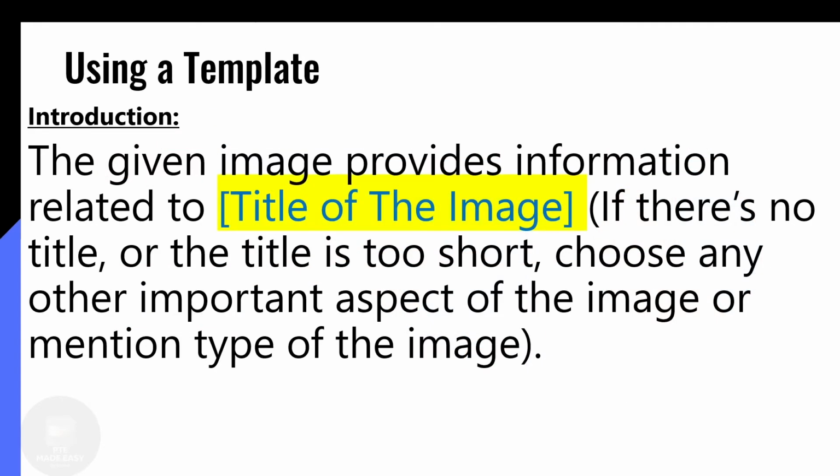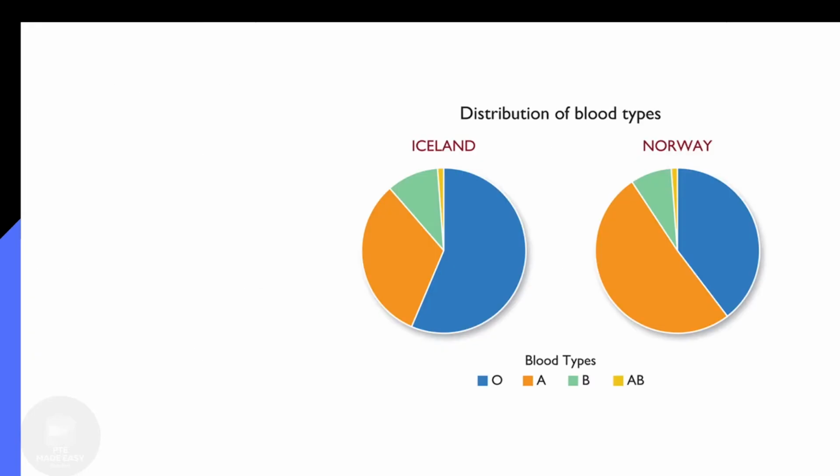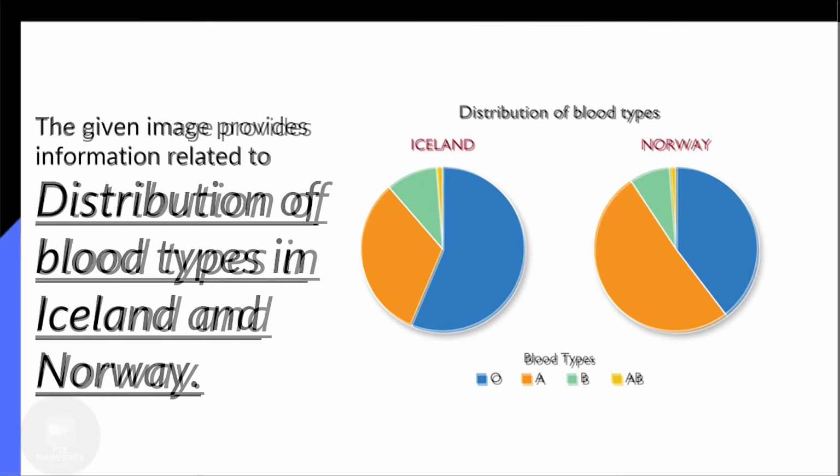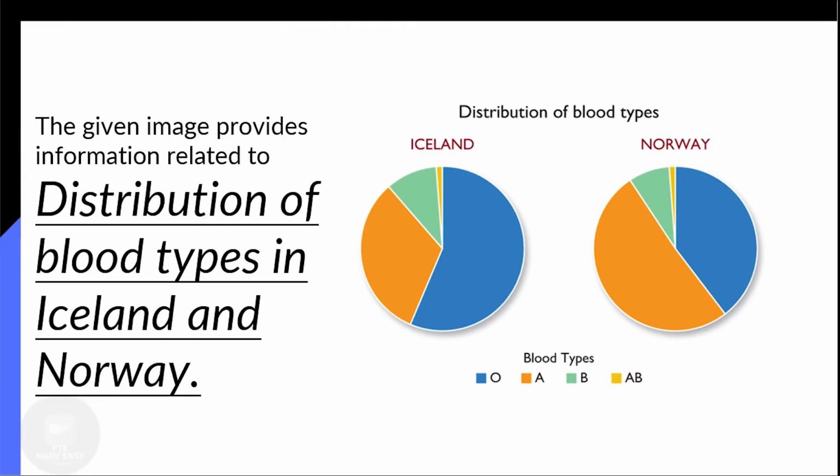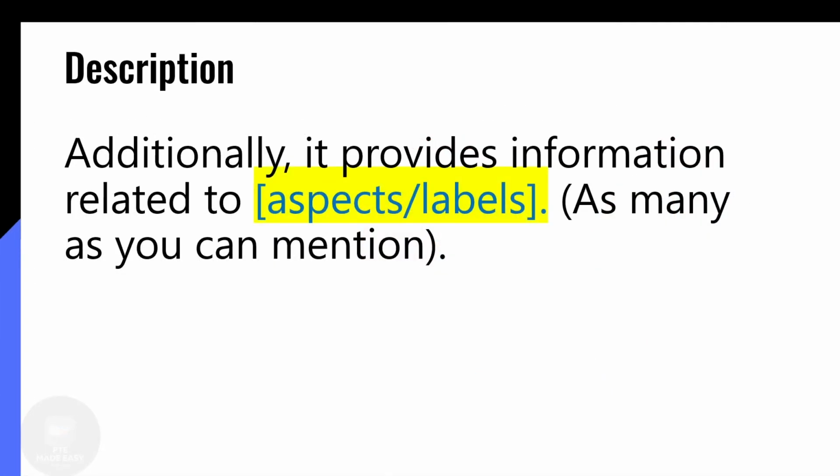Now that you know the template, you have the information, let's put them into practice. The given image provides information related to distribution of blood types in Iceland and Norway. Now that we are done with our introduction, let's look at the second sentence, which is the descriptive sentence.